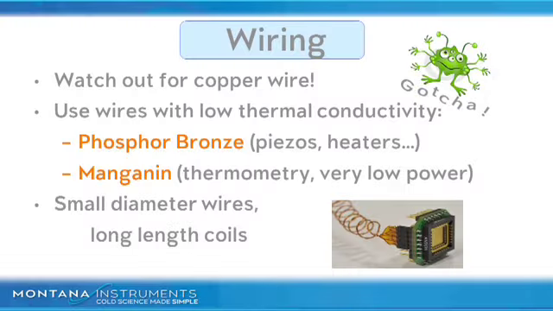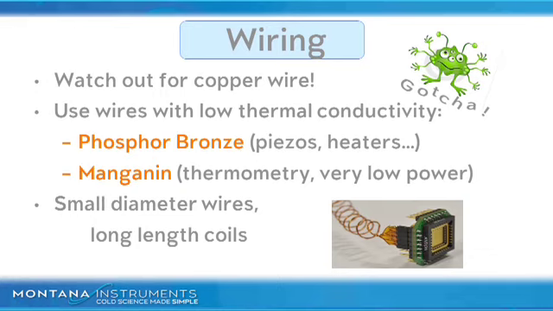There are many types of wire that can be used in a cryostat. Copper is usually not the best choice. Phosphor bronze is fantastic for wiring piezos and heaters. It has a slightly higher electrical resistance, but a much higher thermal resistance. Manganese wire is also very good. It is more resistive thermally and electrically than phosphor bronze wire.